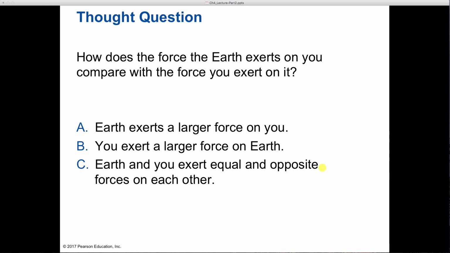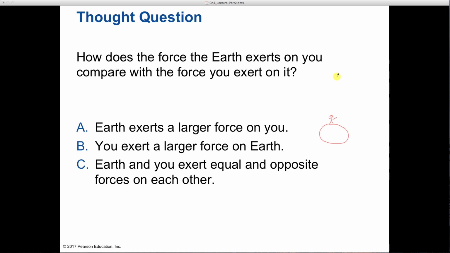So how does the force the Earth exerts on you compare with the force you exert on it? There are two ways to think about it. You can think about the gravitational force. If this is the Earth and you're standing on it, there are in a sense two different forces the Earth is acting on you with. The Earth is pulling down on you by the force of gravity.